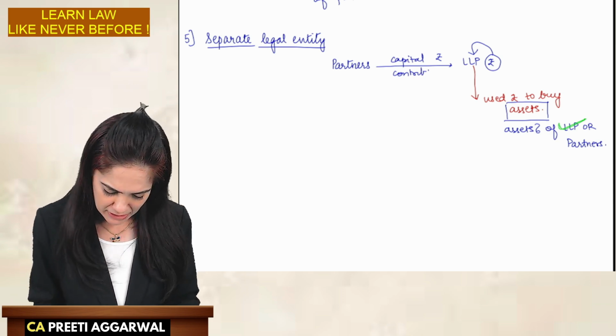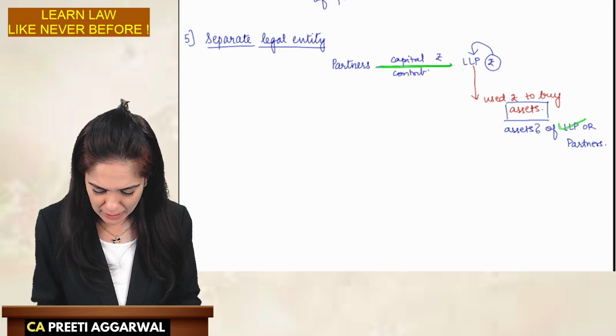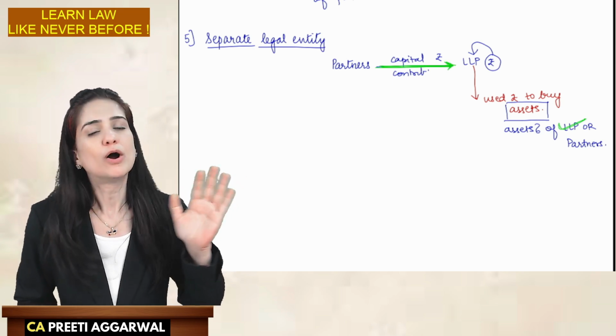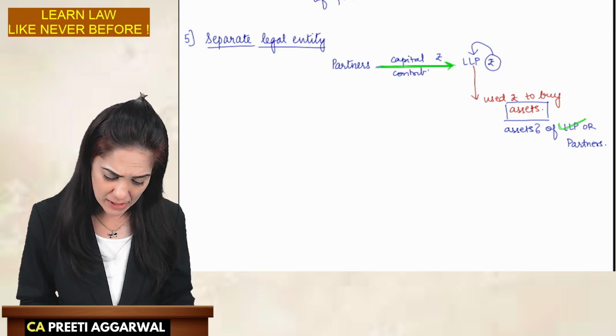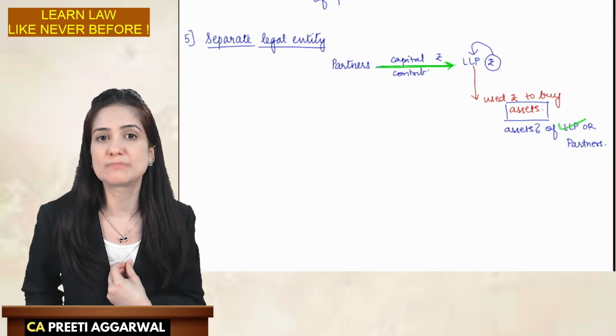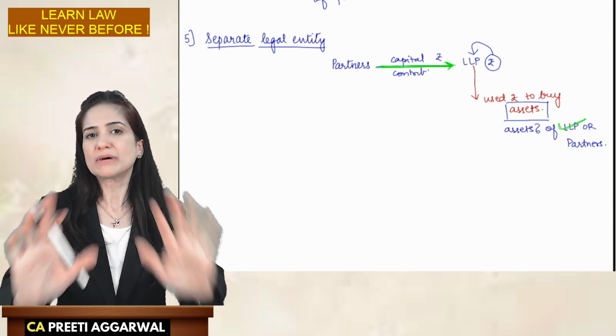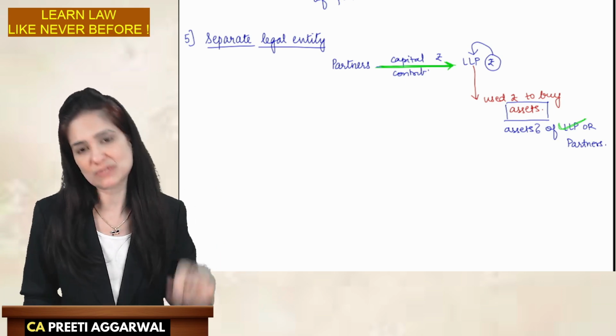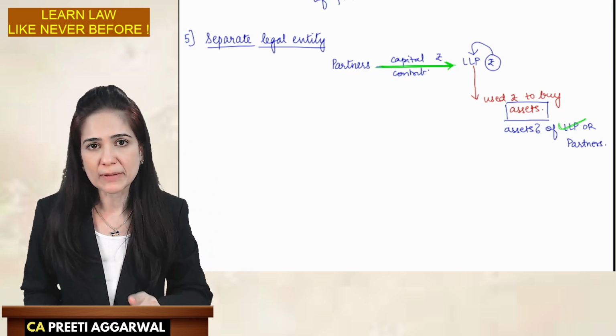See, once the money is given to the LLP, that money belongs to the LLP. Now, LLP is free to use it the way it likes. Of course, they will use it for the objects of the LLP, but you cannot tell them that this asset was purchased using my money. Now, this asset is mine. Partner, once you give money to the LLP, that money belongs to the LLP. They can use it to buy any assets. Now, these assets will be considered as asset of LLP.